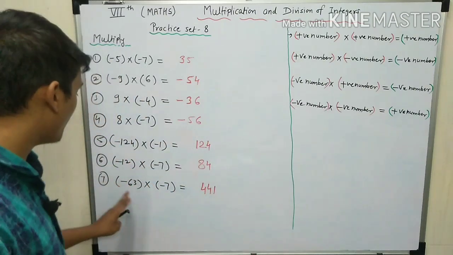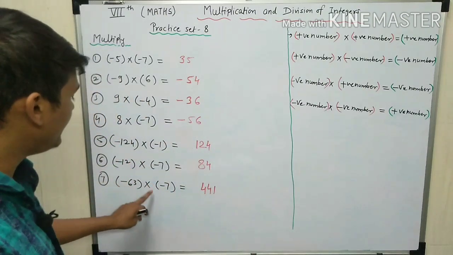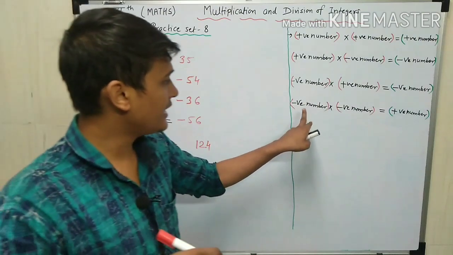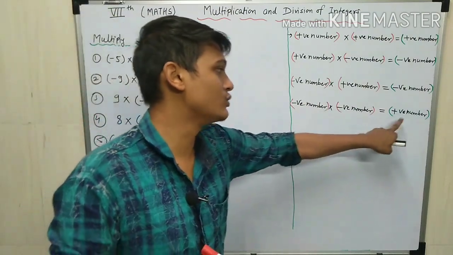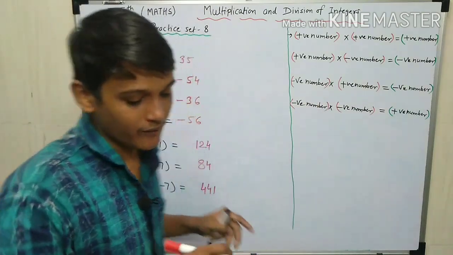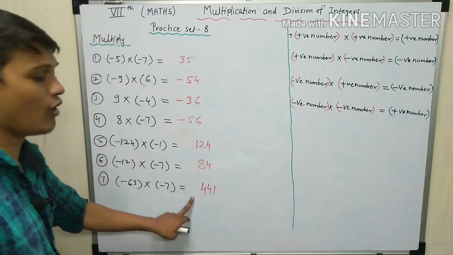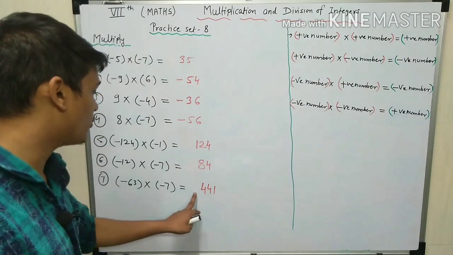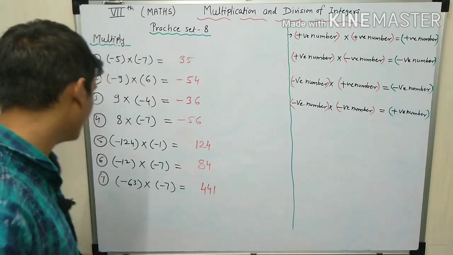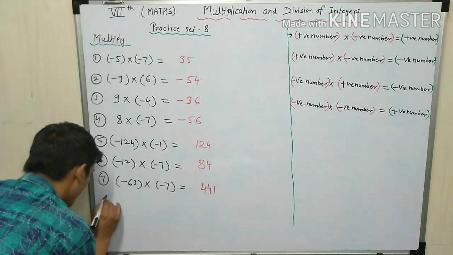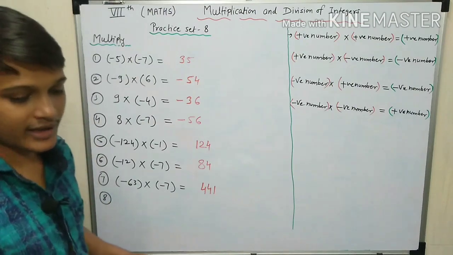What is the sign? There is a negative number times a negative number. Negative number into negative number is equal to what? A positive number. We can write here positive number. You can also not write it. This is also a positive number. This is equal to 441.